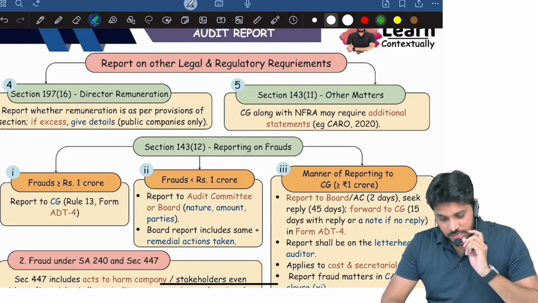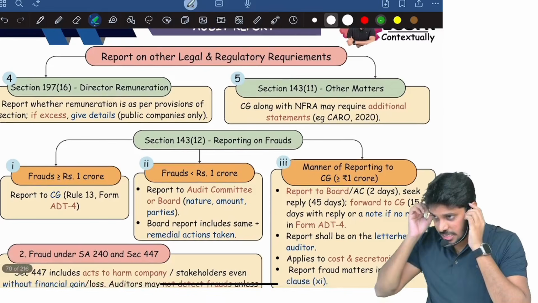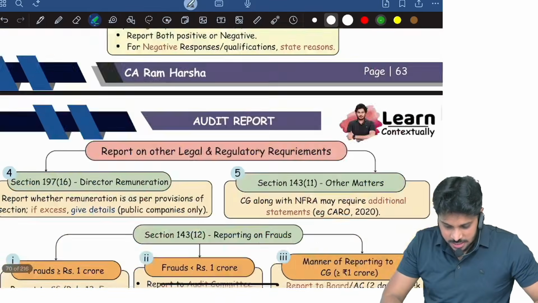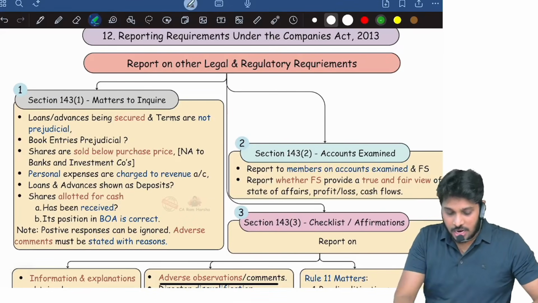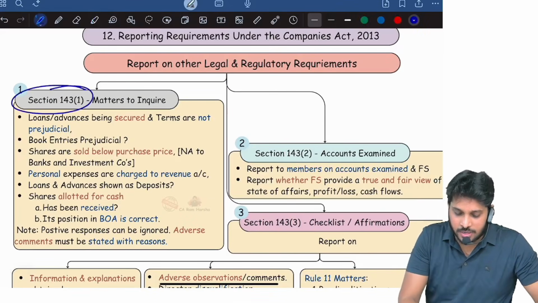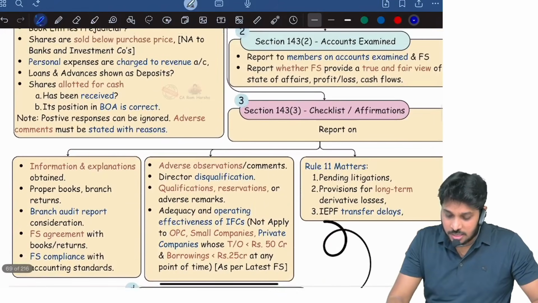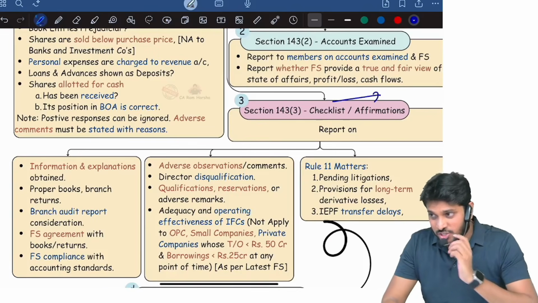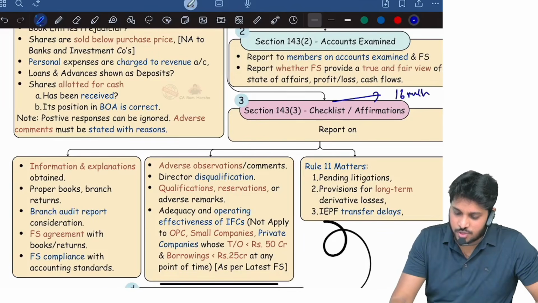The final part in the audit report is the report on other legal and regulatory requirements. Now we have various matters to report. Under report on legal and regulatory, 143.1, there are 6 inquiries. 143 subsection 3, we call them checklist or affirmations. Approximately 16 matters were there.